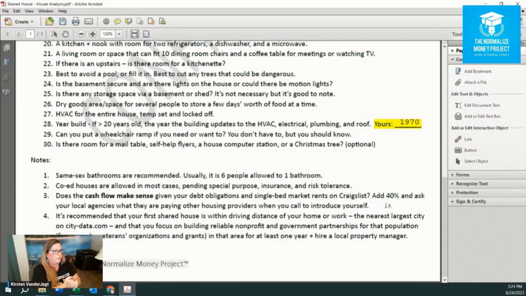So anyhow, make sure you look at citydata.com for the largest city population. Check out what other people are paying when you call these nonprofit and government partnerships, and take a year to really work your market that you want to be in. That's what number 4 is. It's recommended that your first shared house is within driving distance of your home or work, the nearest largest city on citydata.com, that you focus on building reliable nonprofit and government partnerships for the population that you want to serve for at least 1 year. Focus on that and hire a local property manager.